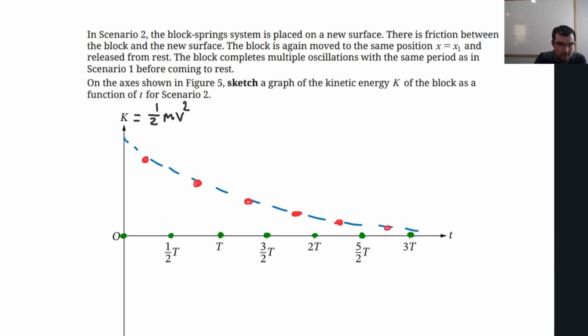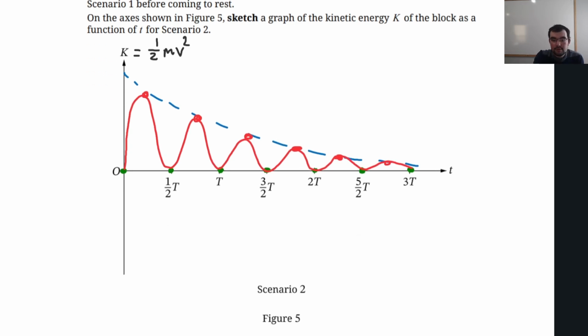So it's going to be a sine whose amplitude continues to decrease over time. Something like that. Okay, that's not too bad. I'm actually happy with that sketch.